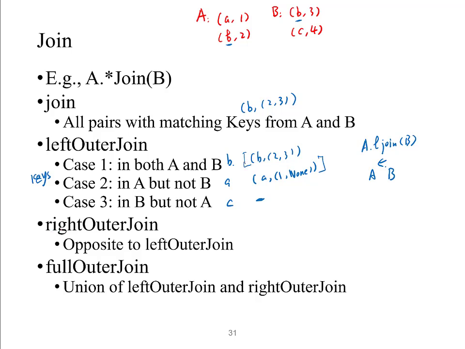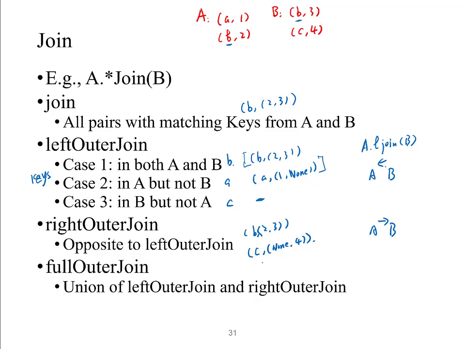And similarly, for right outer join, you do it inversely. So the result is opposite to left outer join, where you would have B 2, 3 and C 9, 4, but you don't have A, right?